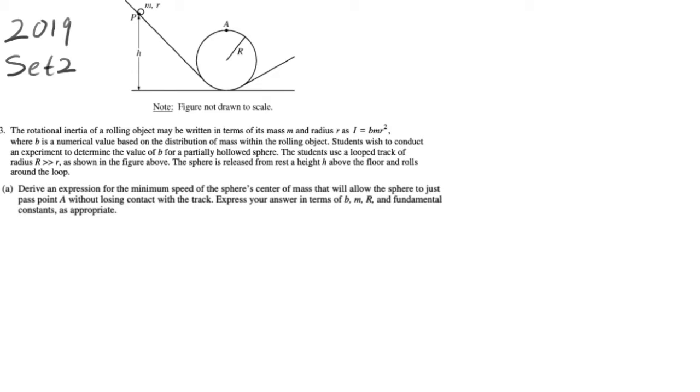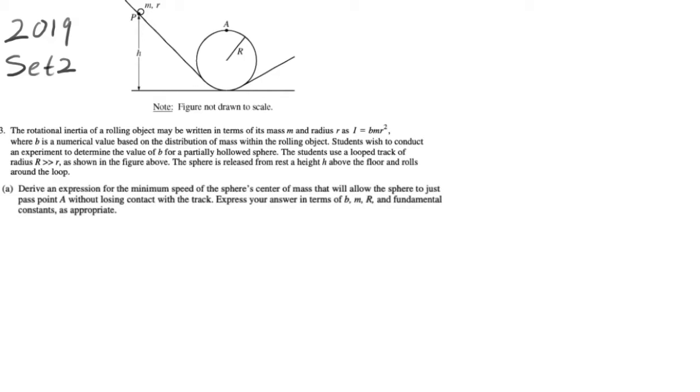So the question says, the rotational inertia of a rolling object may be written in terms of its mass m and radius r as I equals bmr squared, where b is a numerical value based on the distribution of mass within the rolling object. Students wish to conduct an experiment to determine the value of b for a particularly hollowed sphere. The students use the loop track of radius capital R, which is much greater than small r, as shown in the figure above. The sphere is released from rest at a height h above the floor and rolls around the loop.